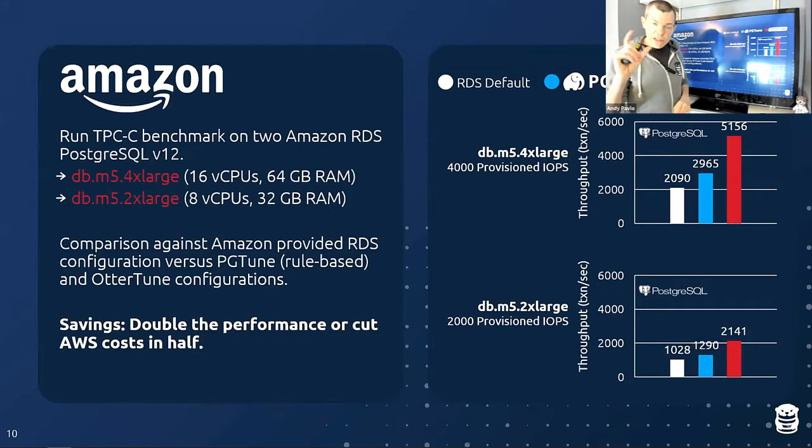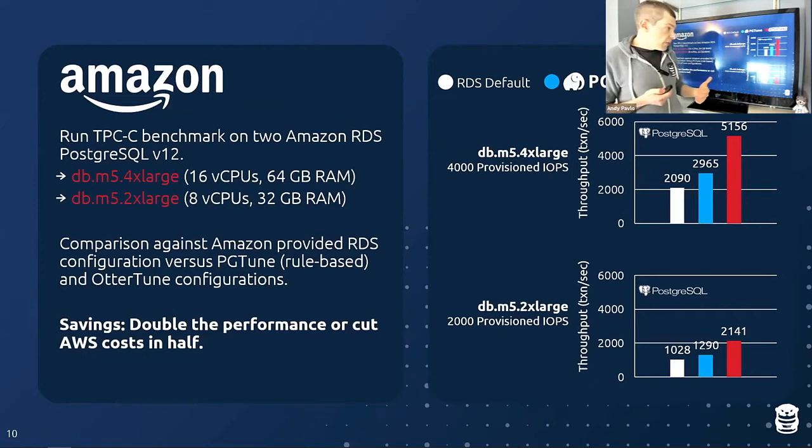PGTune is one of those rule-based tuners that I mentioned before, where you punch in your number of CPUs, the amount of RAM, and maybe what your workload type looks like, and it comes back with some basic recommendations. And then we have AutoTune, which is using machine learning. And so you see here that we can get over double the performance of what Amazon's going to give you by default, just in a short amount of time. And then same down here on the smaller box, we still get double the performance of what Amazon gets you by default. We still beat PGTune.